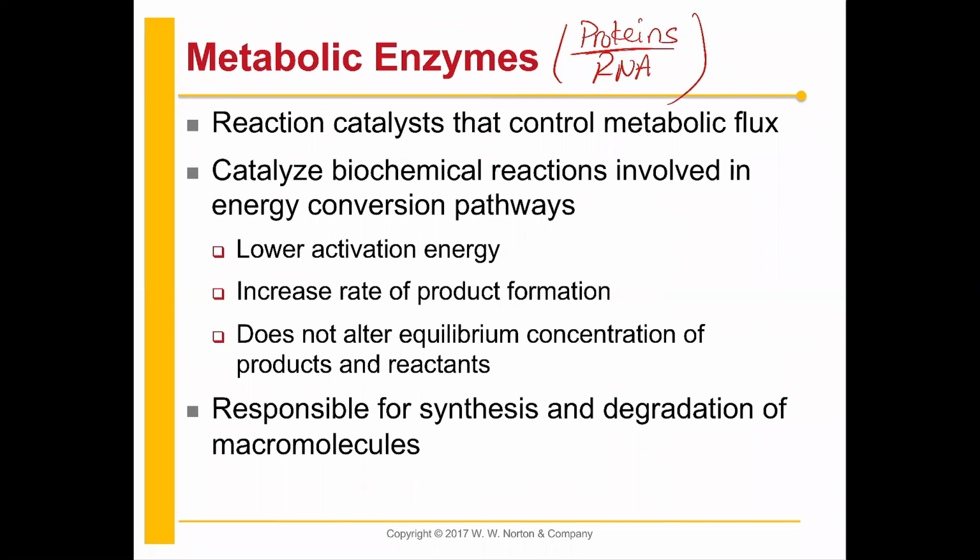So these are reaction catalysts that can control our metabolic flux, but they are going to provide an immediate environment for that rapid conversion of our reactants to our products to catalyze our biochemical reactions. So remember that enzymes are not consumed in chemical reactions. They can keep working over and over and over again. And how do they do it? They do it by lowering the activation energy of our reactions. And chapter 7 is going to be all about enzyme mechanisms. And so we'll go into a lot more detail. But they're going to increase the rate of product formation because they've lowered that activation energy.